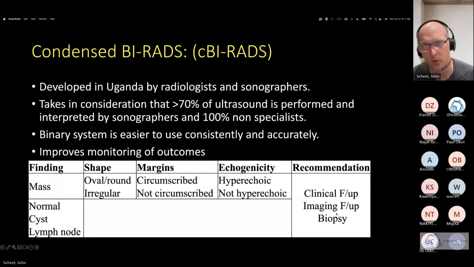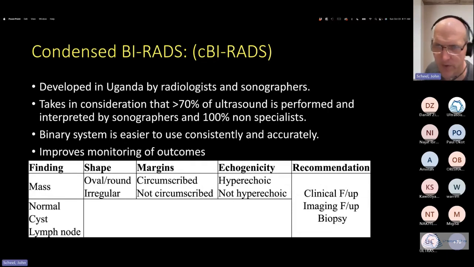So in 2016, the Ministry of Health in Uganda said you can use either one, but you have to pick which one. So you can't use made up words. You can't use a different system. You can use condensed BI-RADS or you can use BI-RADS. And it became standard of care. And we're using this to help improve breast ultrasound accuracy in Uganda.